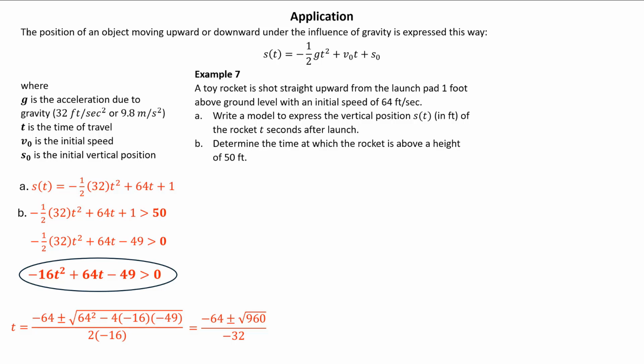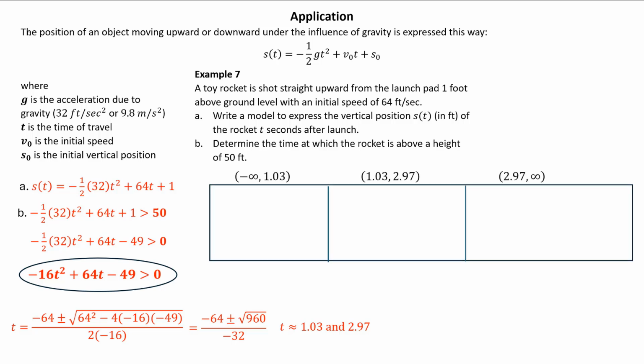So we know then when we punch this in, we get two values, 1.03 seconds and 2.97 seconds. So at those two values of t, negative 16t squared plus 64t minus 49 is equal to 0. So those are the zeros of that function. So we are going to look on the intervals between the zeros to see when this function is greater than 0. We're going to set up our intervals for these values.